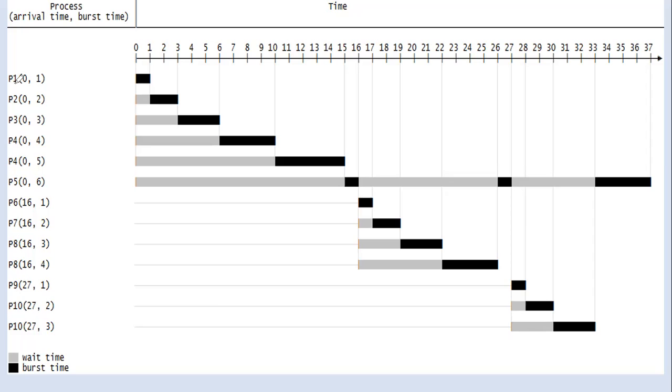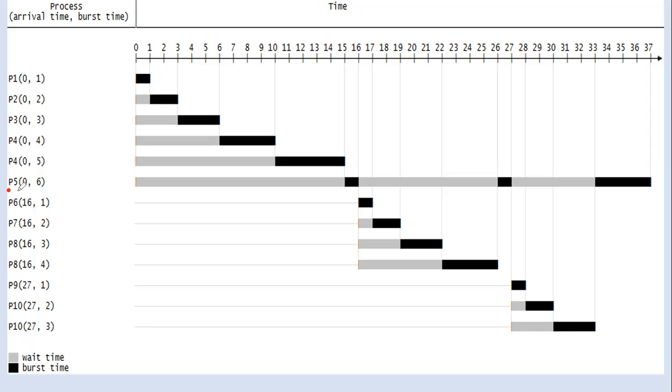So in this system, we have P0, arrival time is 0, burst time is 1. Process 2, arrival time is 0, processing time or burst time is 2. Process 3, arrival time 0, burst time is 3. Process 4, arrival time is 0, burst time is 4. Burst time is the time which it takes for a processor to complete the execution of a process. Then process 5 arrival time is 0, processing time is 5, and that continues.